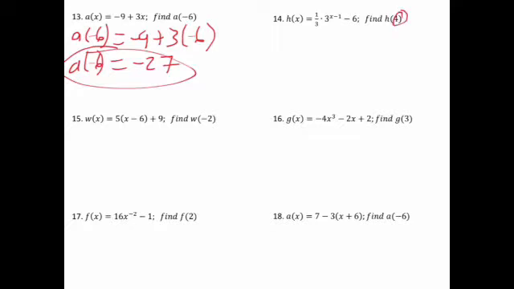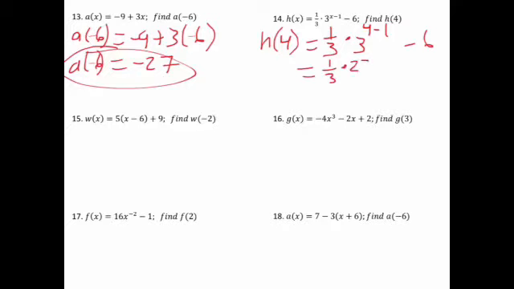And on the next part, you got to take 4 and put it where the x is. So we're going to have h of 4. That's going to equal 1/3 of 3 to the 4 minus 1 power. And then on the end, subtract 6. 4 minus 1 is 3. 3 to the 3rd power is going to be 27. So it's 1/3 times 27 minus 6. 1/3 of 27 is 9. So we got 9 minus 6, which is going to be 3. So h of 4 is going to be 3.